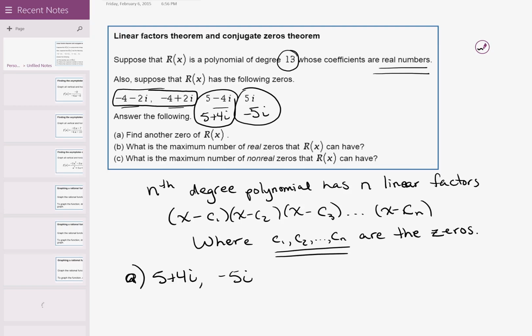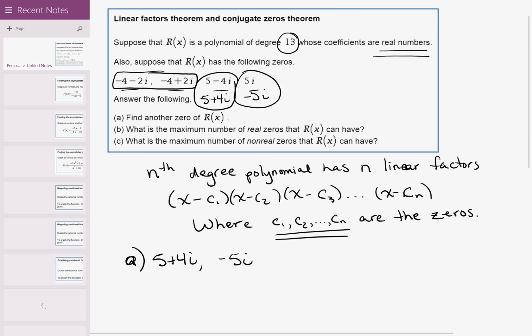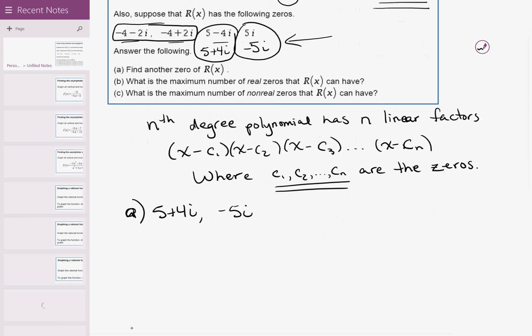The maximum number of real zeros that r of x can have: I know I have to have at least 6 complex zeros, right? Because of this, those all have to be zeros. So for b, there are 13 total and at least 6 complex, so at most 7 real.